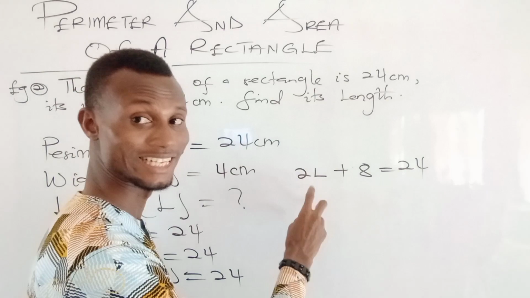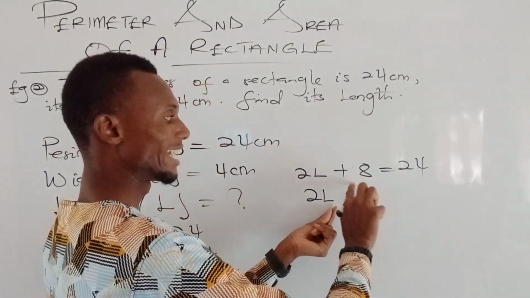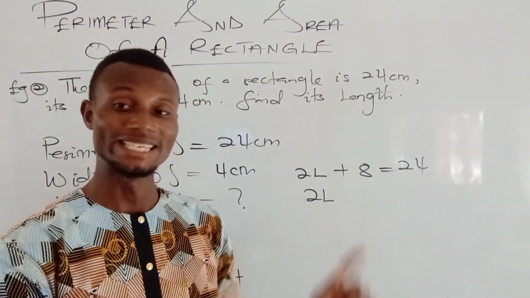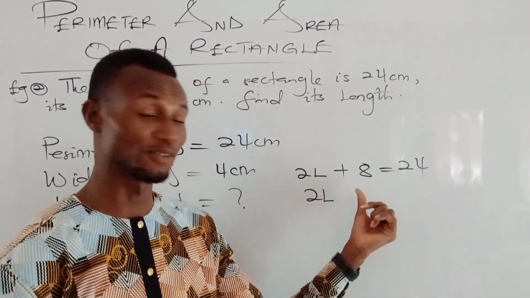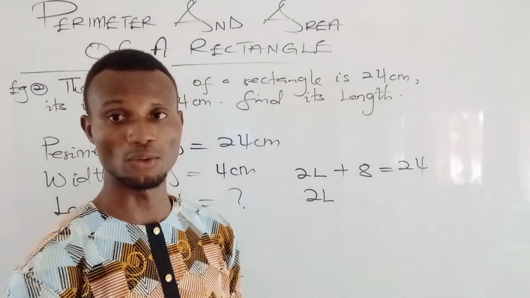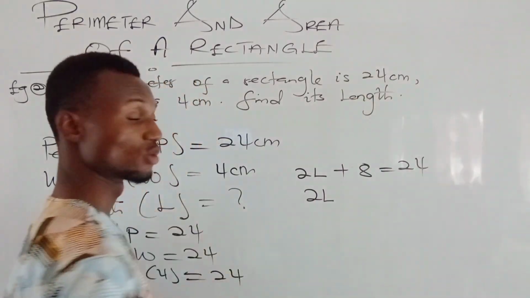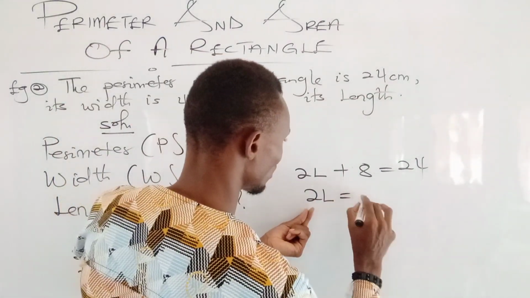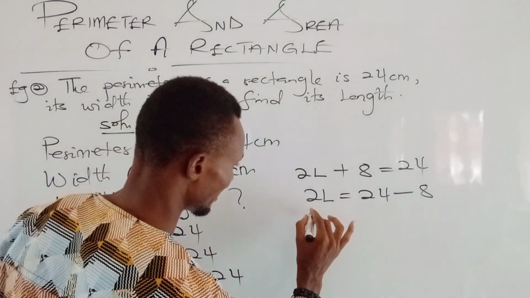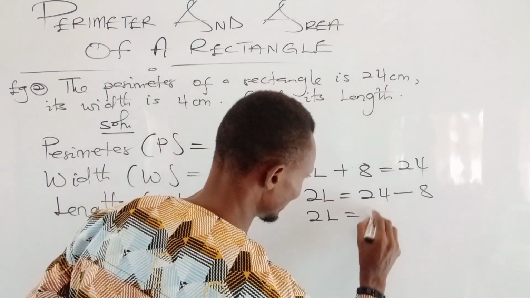For us to get the value of L, I'll let my 2L stay here. Then this 8 will cross the equal sign, and don't forget, when anything crosses the equal sign, the sign it has changes. If it is positive and it crosses the equal sign, it becomes negative, and if it is negative and crosses the equal sign, it becomes positive. So this positive 8, when it crosses the equal sign, becomes negative. So it will be equal to 24 minus 8. Let's simplify further. My 2L will be equal to 24 minus 8 gives me 16.